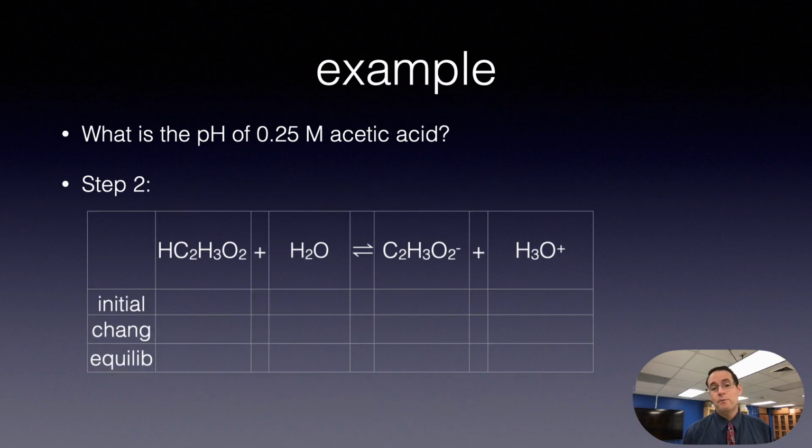All right, and then what you need to do is set up an ICE table. So I've got these chemical substances on the top, and I wrote initial, change, and equilibrium. You want to start in the very top left corner and write 0.25 there, okay? Now, water is a liquid, so just put a hyphen or a dash. Probably not an X because that stands for the variable X, but just put a dash or something there, or just completely ignore it.